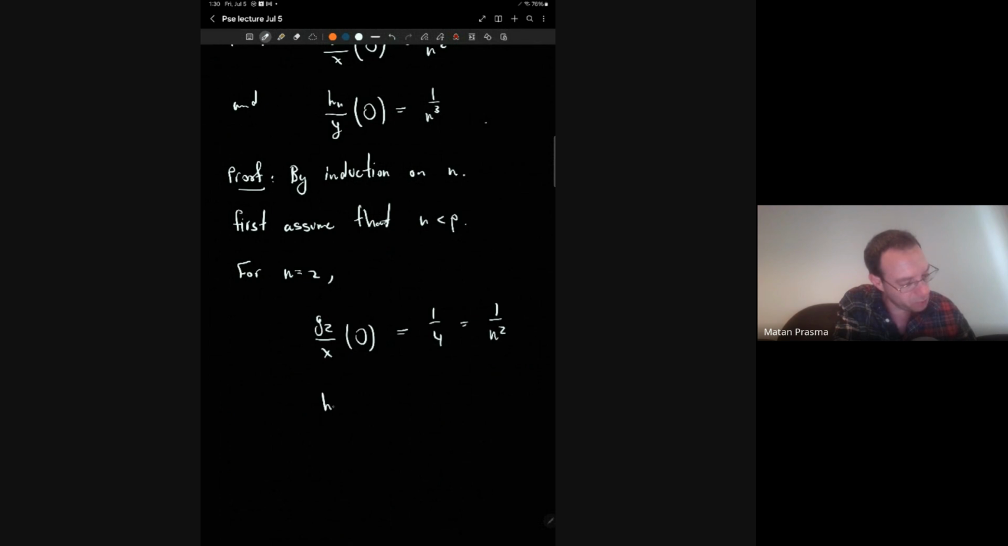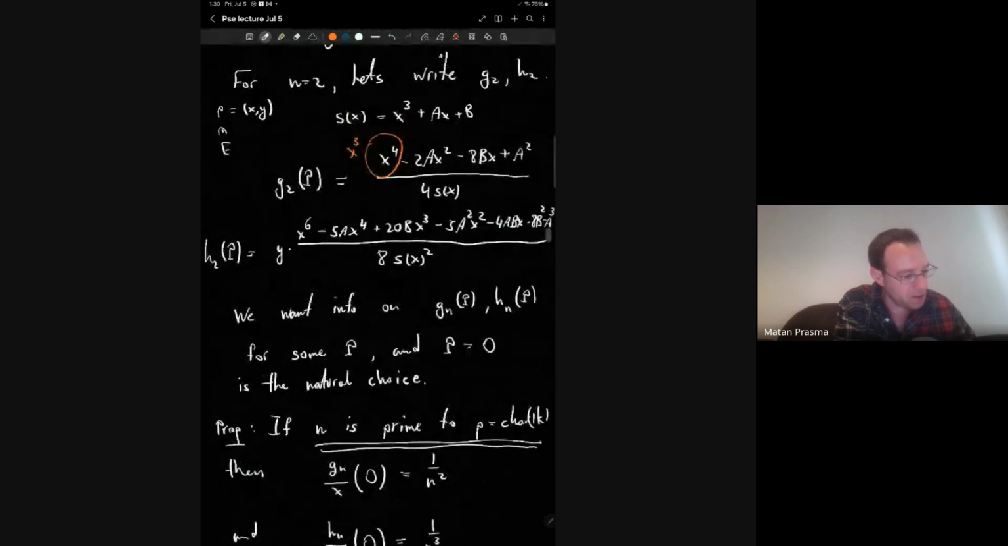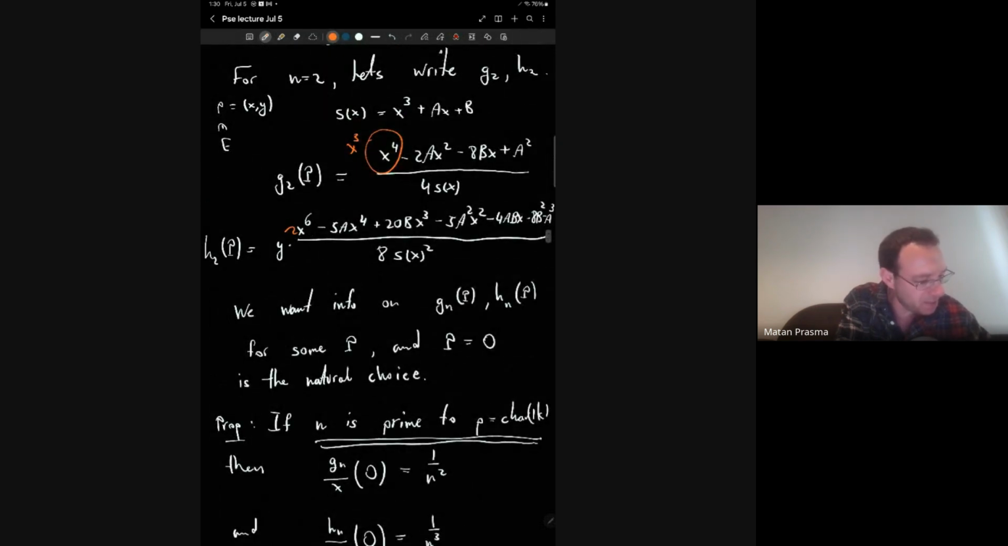And now I do h2 divided by y, evaluated at O. Here, what will happen is that y will drop out, and sx square, the leading monomial is x to the 6. So again, evaluated at O, I simply take the coefficient of the leading monomials and divide them by each other. It's 1 over 8.